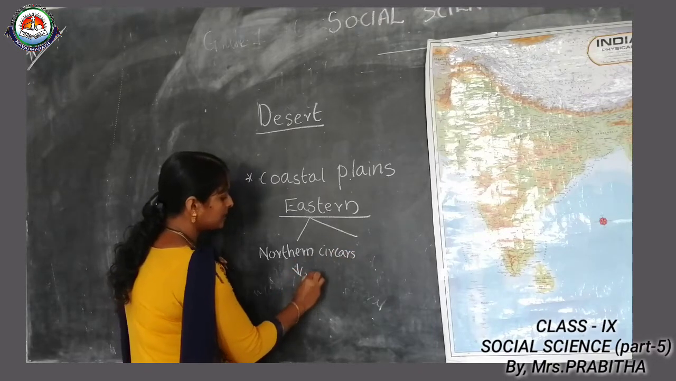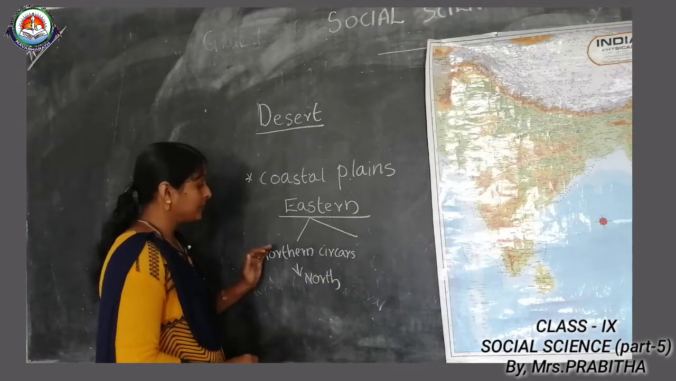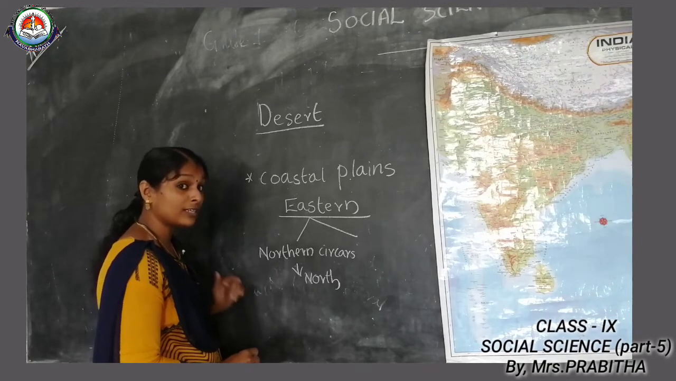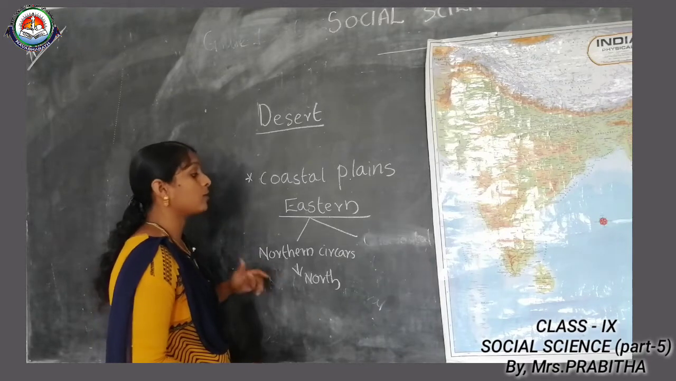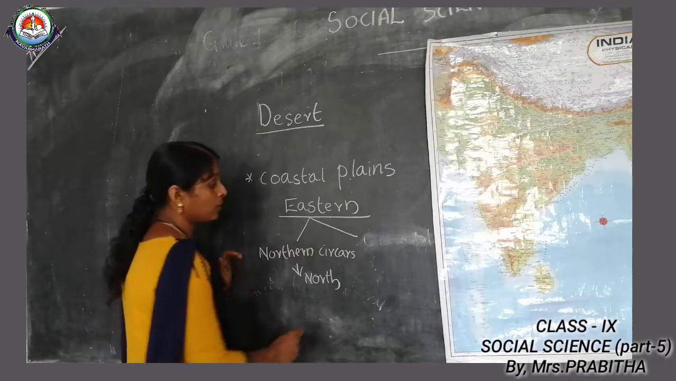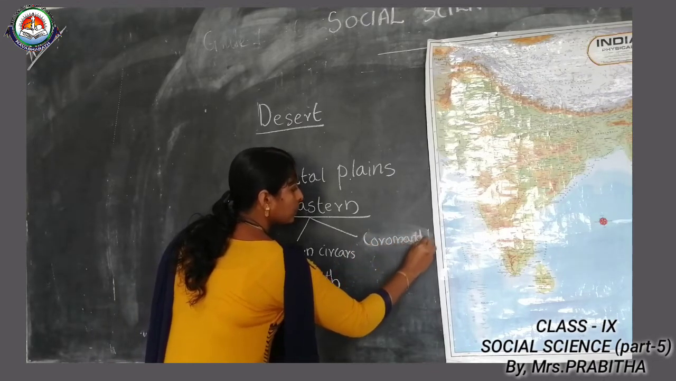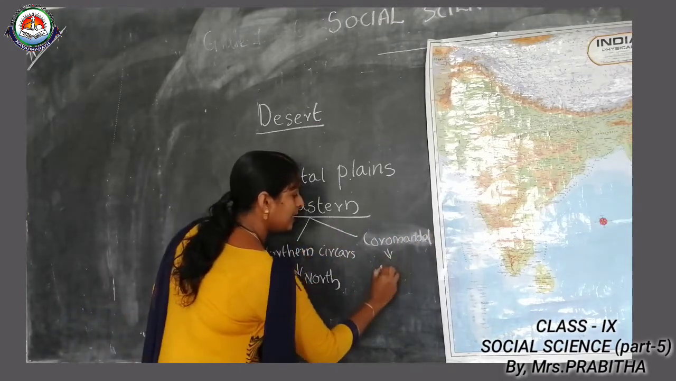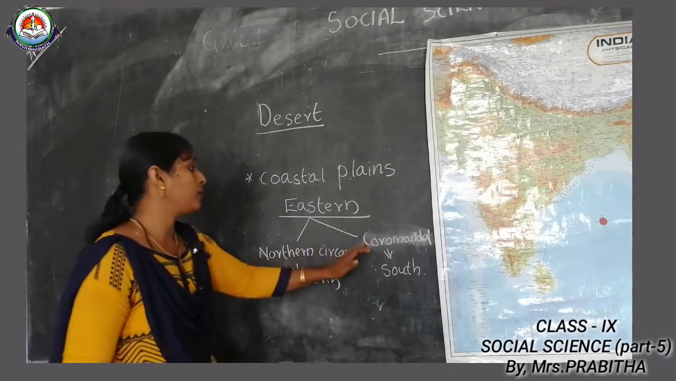The north of the eastern coastal plains is called the Northern Circars, and the south of the eastern coastal plains is called the Coromandel Coast. Okay, so where is the Coromandel Coast? It is in the south of the eastern coastal plains.